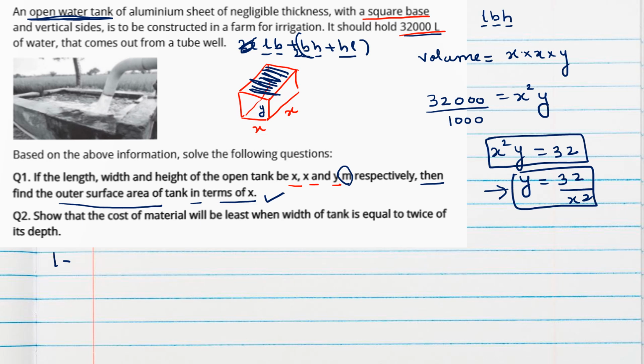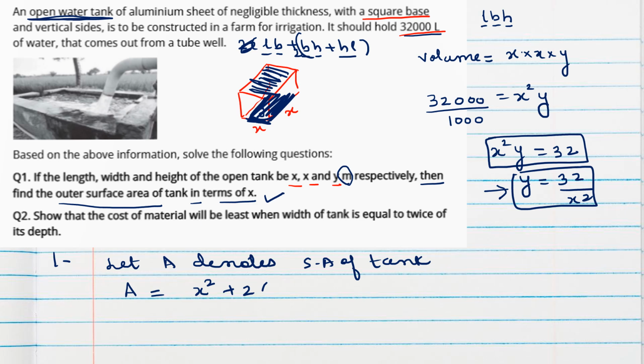So what we can write: let A denote the surface area of the tank. So A will be x into x, that is x square. I am talking about this base surface. Then 2 times we will write BH, which means xy, and H is y, L is again x, so xy. So finally we can write x square plus 2xy, and 2xy into 2 will be 4xy.